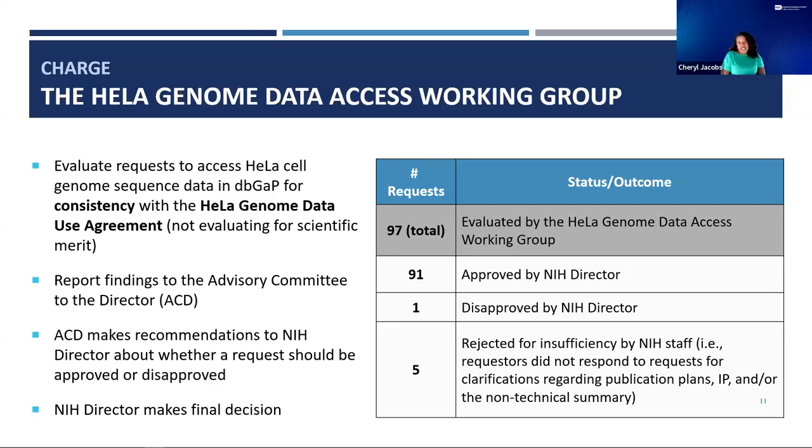Going back to the table on the right, you'll see that the NIH director approved 91 requests. One was disapproved by the NIH director, and that's because the investigators were not planning on disseminating the research, and that's one of the expectations in the HeLa Genome Data Use Agreement, that knowledge is spread about the use of HeLa cell data. The other 5 were rejected due to administrative challenges, insufficient information to complete the request.